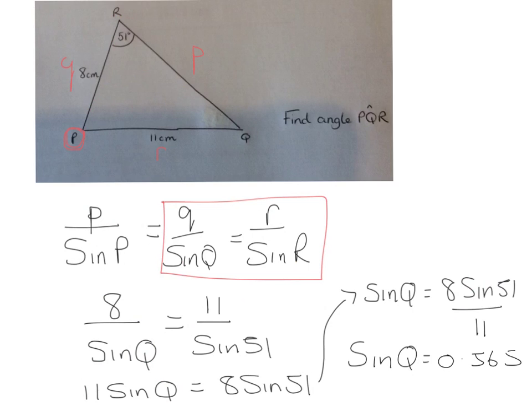0.565. Now there are more numbers after the decimal point, and I wouldn't clear your screen at this point. I would just keep it as it is and then just find the inverse sine to find your value of Q. So Q is the inverse sine of 0.565, and that works out to be 34.4 rounded to 3 significant figures, and that is your answer for angle Q.